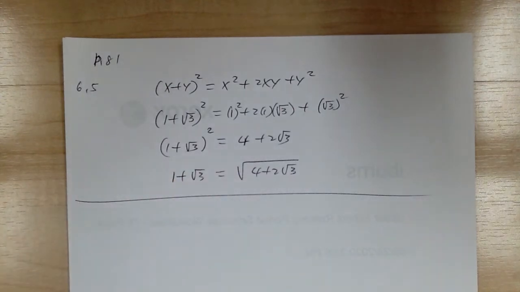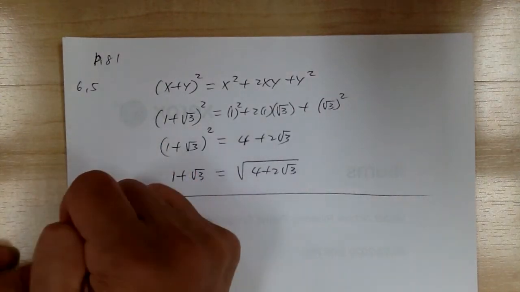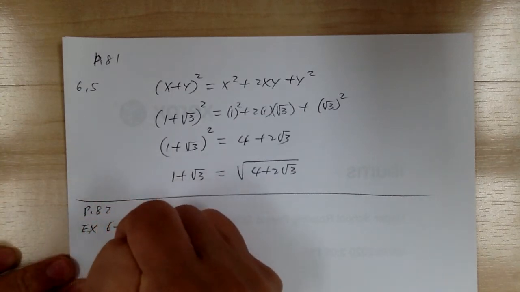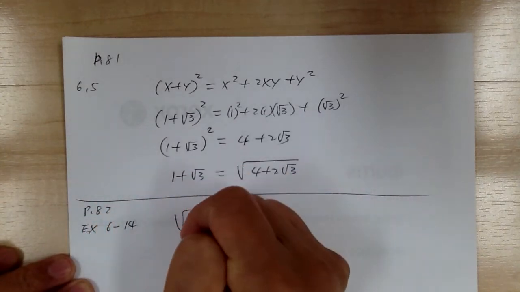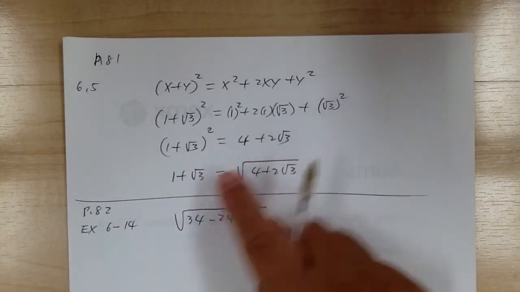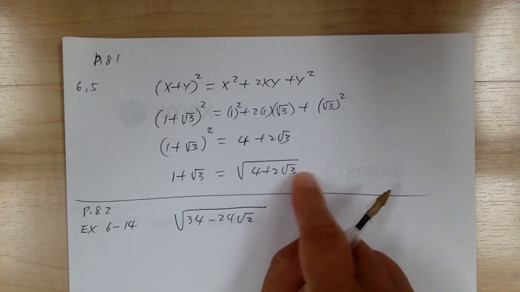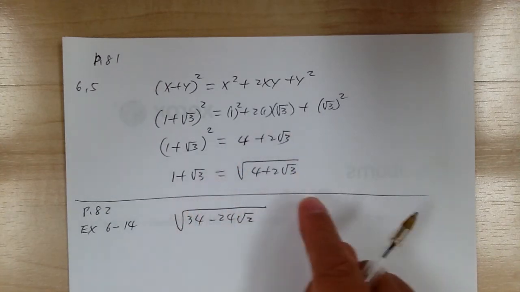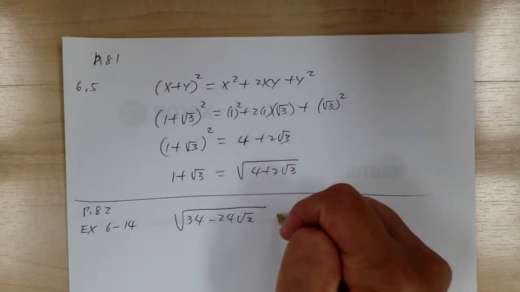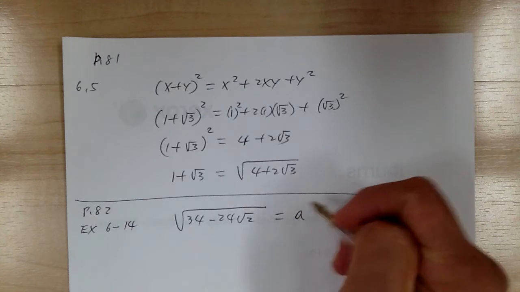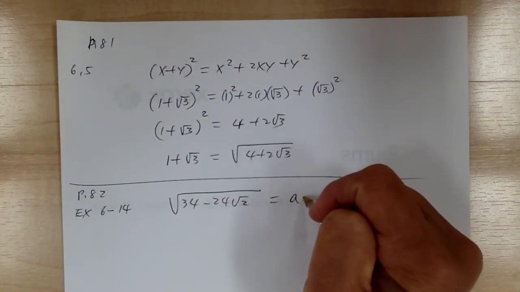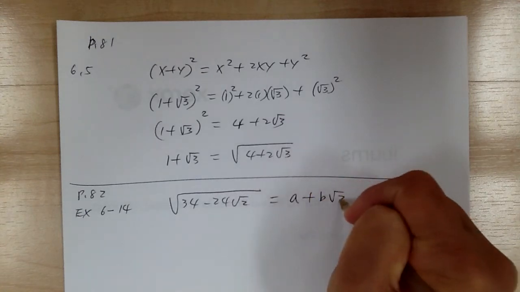Okay, so let's go to example 6-14. You're looking for the square root of 34 minus 24 square root of 2. From here, you notice that if there's a square root of 3, when you simplify, there must be a square root of 3, right? Because this is a prime number. So what you want to do is set it equal to a plus b square root of 2. The book uses x and y, but let's use a and b.